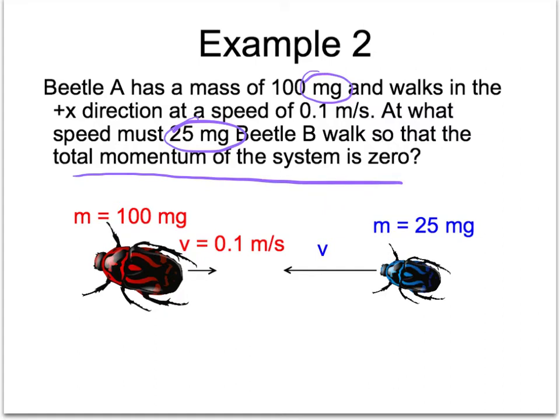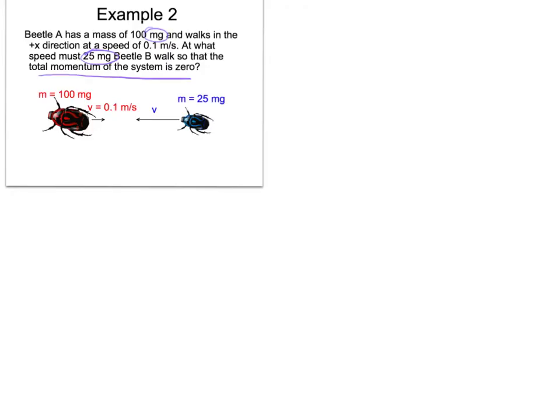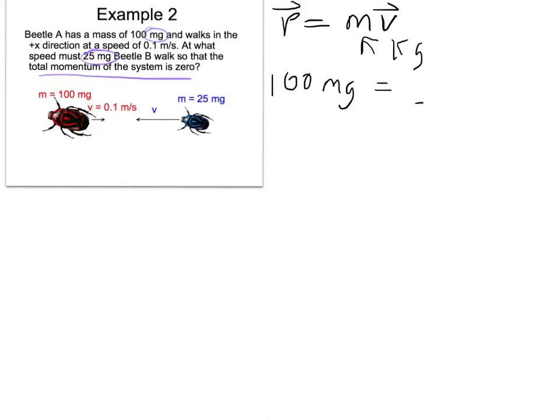Let me zoom this slide out so we can see what we're doing. So first, like I said, we're going to need to convert those masses into kilograms because in the equation P equals mv, that mass has to be in kilograms. So let's go ahead and do that. 100 milligrams equals blank kilograms.